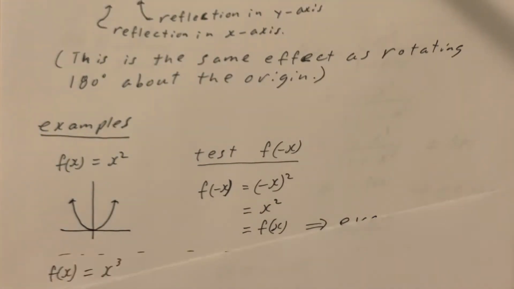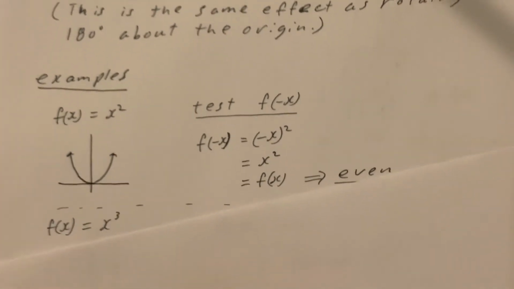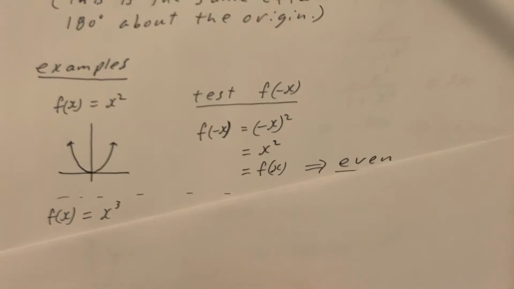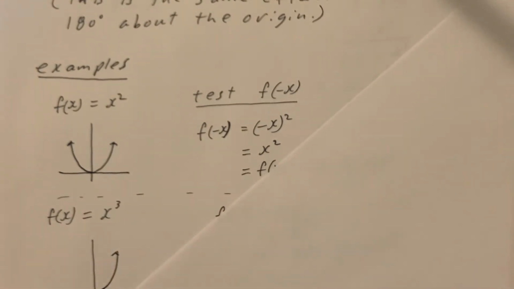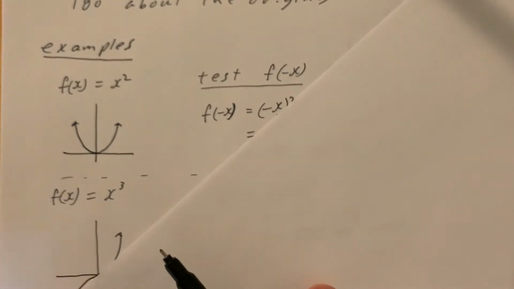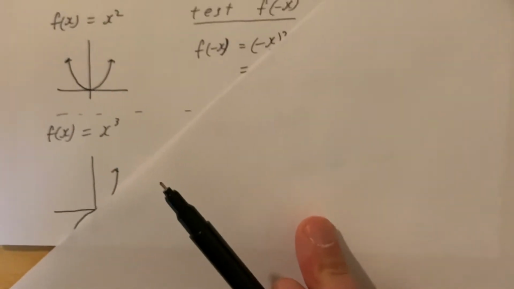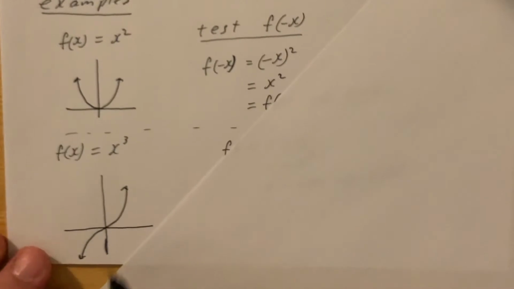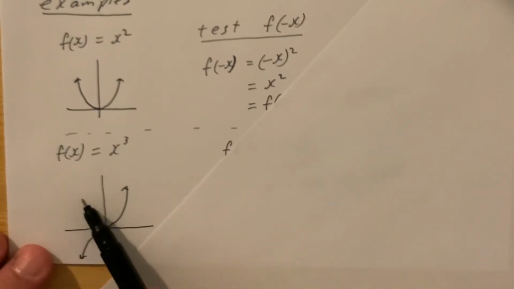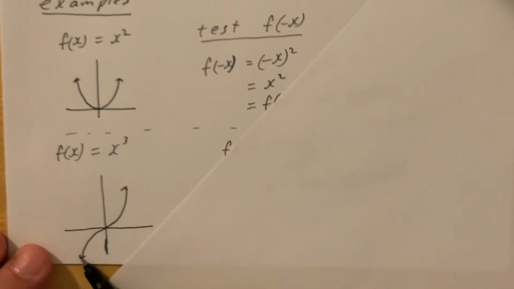Okay? Now the next one we're going to look at is x cubed. Well, we know what x cubed looks like. Okay? It looks kind of like the x squared, but with this, the bottom or the left side of the parabola, instead of opening up, it opens down, because when you cube a negative, you get a negative.